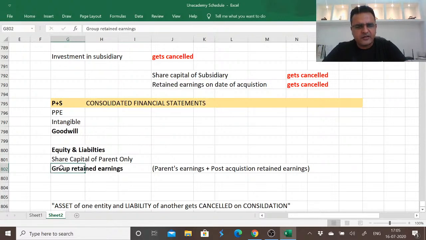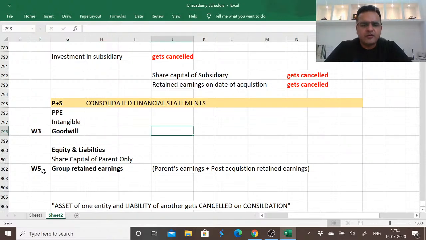According to our workings, if you remember, working note number 5 was group retained earnings. Working note number 3 was goodwill. In our group retained earnings, we only included parent's earnings plus only post-acquisition retained earnings, which we also got to know from working note number 2.